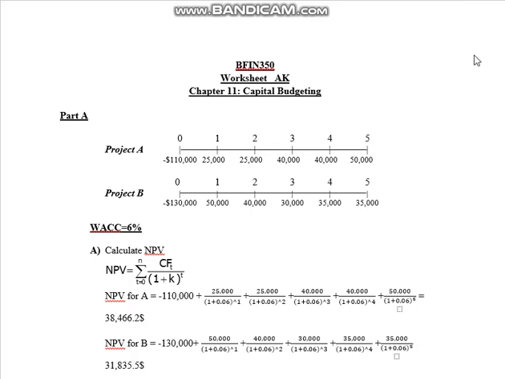Now we will solve the worksheet of Chapter 11, the capital budgeting. In this worksheet, we have two projects: project A and project B. For these projects, we have an initial investment of -110,000 for project A and an initial investment of -130,000 for project B, with cash flows over 5 years for both projects and with a weighted average cost of capital of 6%.